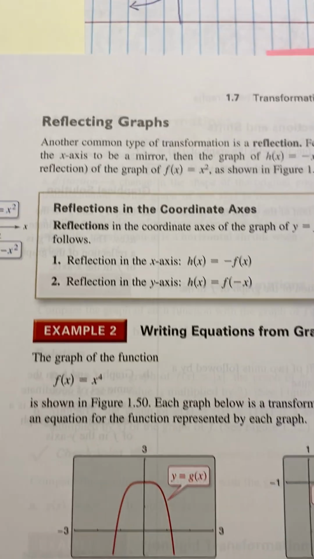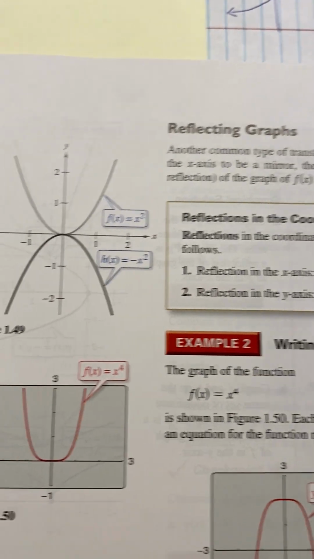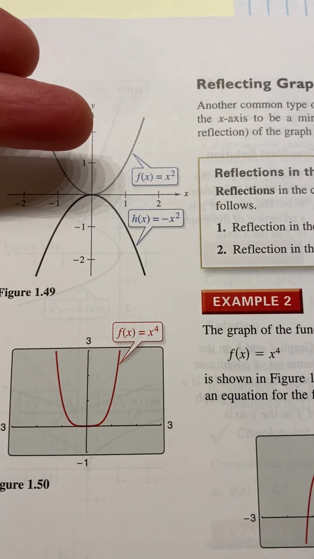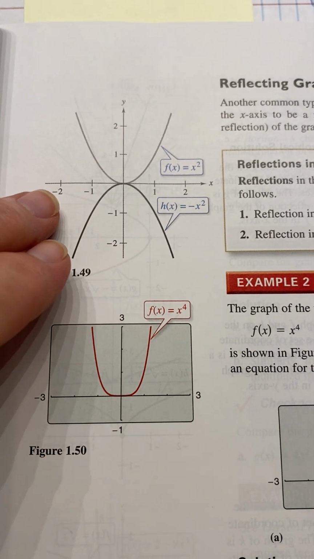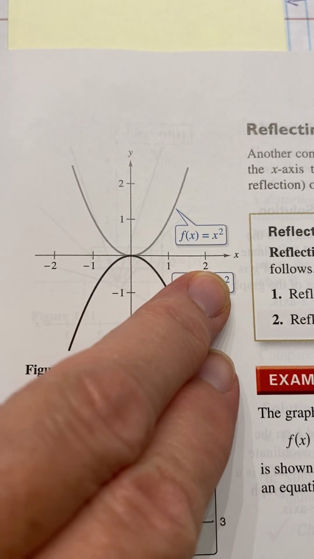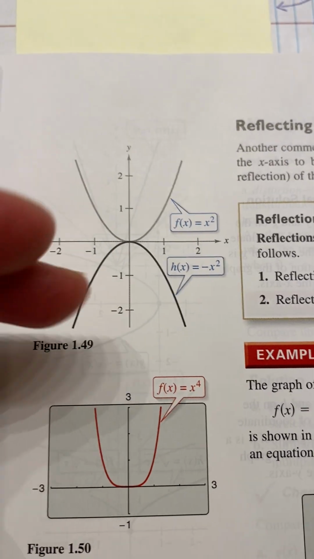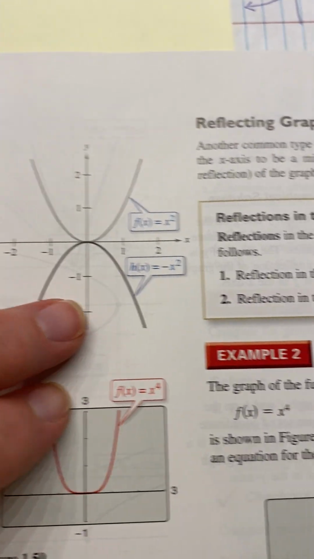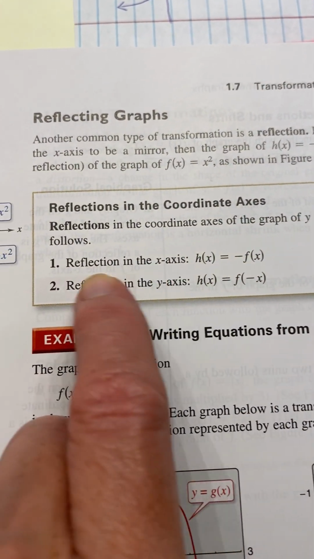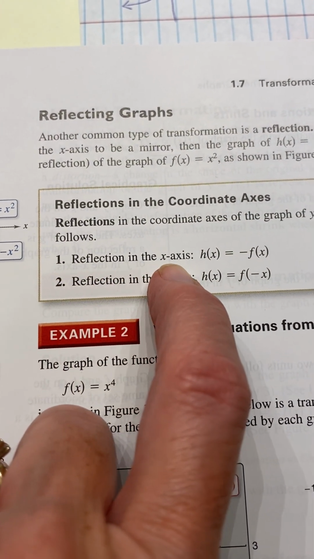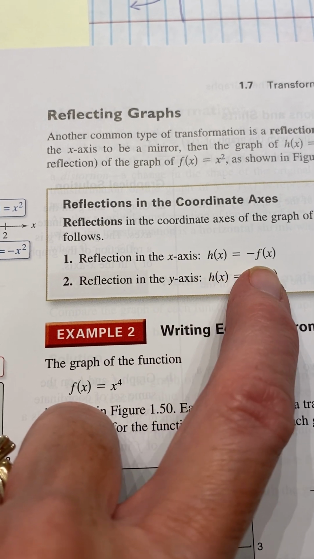All right, the next thing that we are going to talk about is reflecting a graph. Reflection is when something flips or reflects over one of the axes. Usually you can also reflect over a line, but this is reflecting over an axis. And what do we do? We put a negative out front, and that's going to reflect this graph over the x-axis.